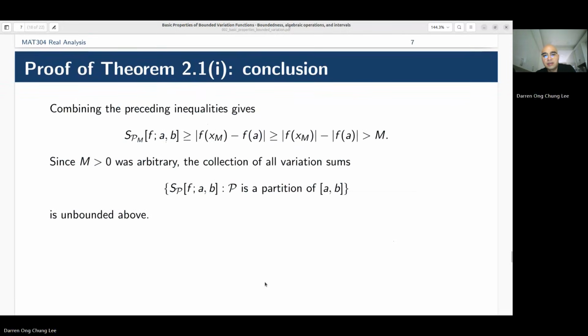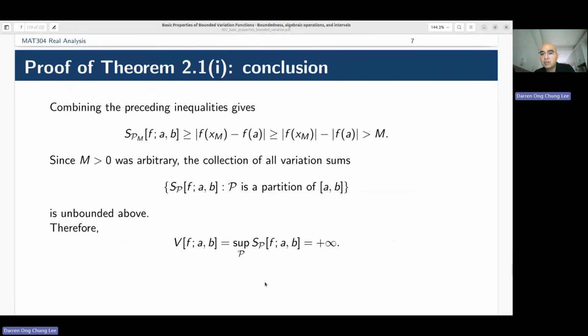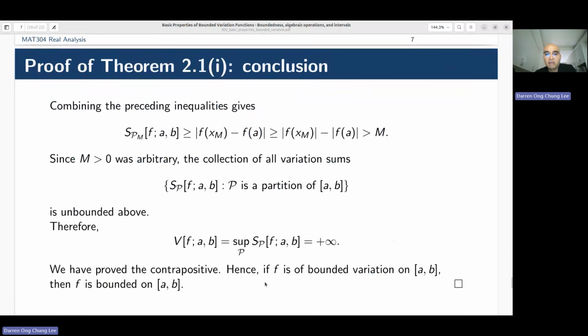And we're done. This means that this set of all S_P's is not bounded above. There is no upper bound, and there's no least upper bound. So by convention, we say that the variation, which is a sup of a set that has no upper bound, is infinity. And that concludes our proof. We've proved the contrapositive, but of course, the contrapositive implies the original statement. Not Q implies not P is the same thing as proving P implies Q.